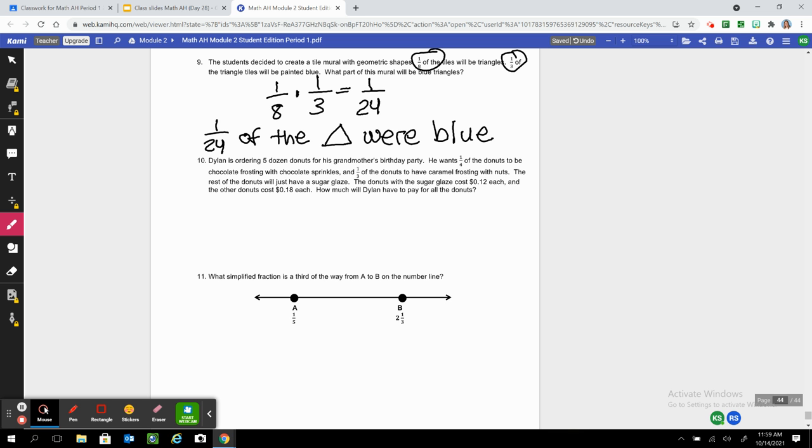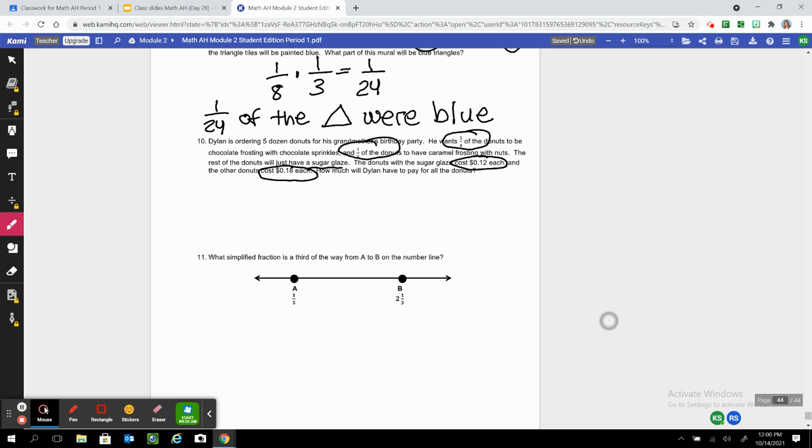All right. Dylan is ordering 5 dozen donuts for his grandmother's birthday party. He wants 1/4 of the donuts to be chocolate and 1/3 of the donuts to have caramel frosting with nuts, and the rest of the donuts will have a sugar glaze. The donuts with the sugar glaze will cost 12 cents each, and the other donuts will cost 18 cents each. How much will Dylan have to pay for all of the donuts?